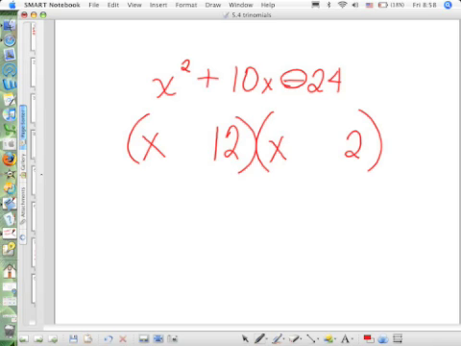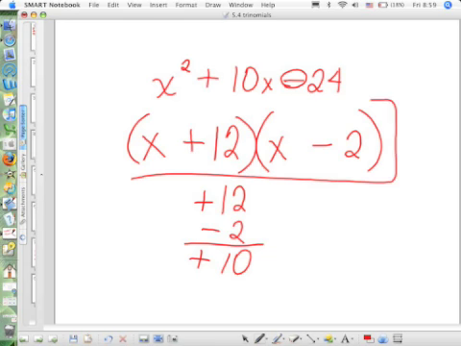Okay, now you're going to eventually be able to do this in your head, but just so that we can see what we've got going on. What are the signs of 12 and 2 have to be for the result to be plus 10? Plus 12 minus 2. And remember to check yourself. Because you might get 12 and 2 right, but you might put the plus and minus in the wrong spot. And you won't know it until you check yourself.